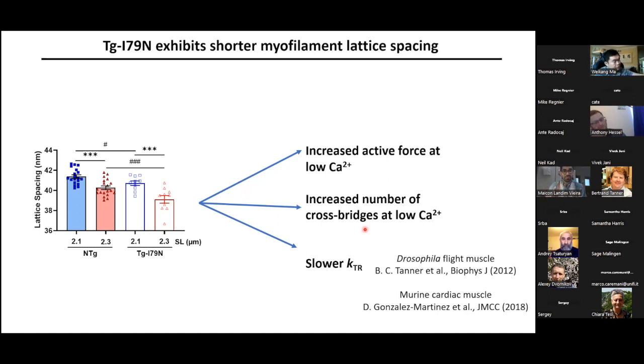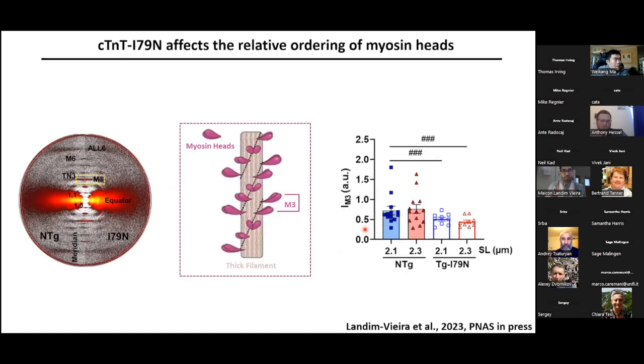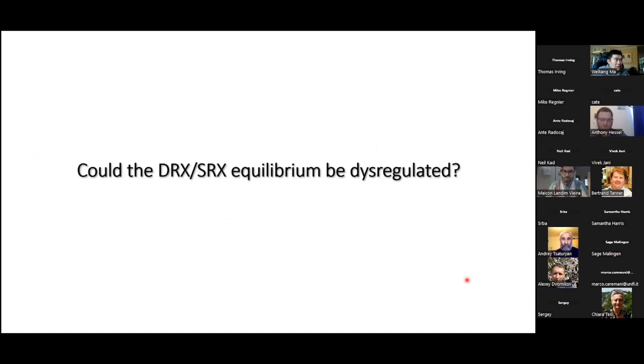Next, when we look at the M3 reflection, we saw that this mutation is affecting the relative ordering of myosin heads because we observed a reduction in M3 intensity. So after seeing that, we lastly asked, could the DRX-SRX equilibrium be dysregulated?